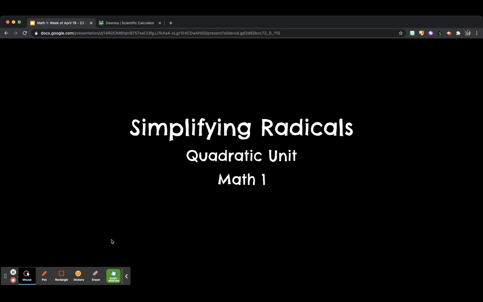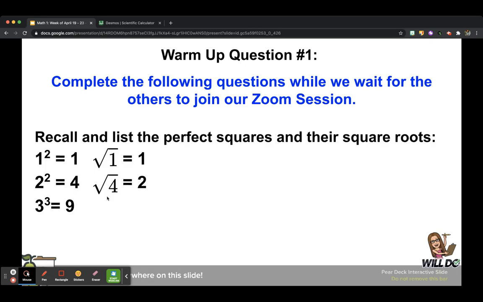To start, we are going to begin with a warm-up question: complete the following questions while we wait for the others to join Zoom. If you are joining our Zoom session, or just watching the replay of the Screencastify video as we go through this unit, I want you to pause this video here and start making a list of these perfect squares. We are going to need them for today's lesson.